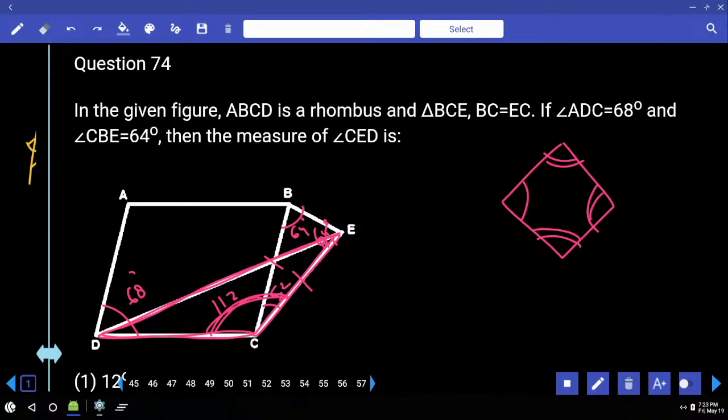These two are equal. What is this? Actually, what is BC? That is the side of the rhombus, isn't it? What is this? Side of rhombus. As these two are equal, these two are also equal, isn't it? So therefore these two angles must be equal, 8 and 8 each, 8 degrees each, total 16 degrees, 8 and 8.